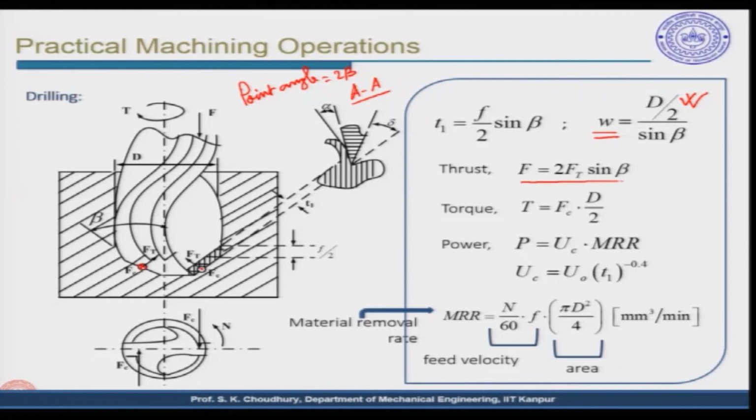These values can be found out like this: the thrust force is 2 Ft sine of beta again, and the torque is Fc into d by 2. It is assumed that this is d by 2. Now, power is taken in a similar fashion as in case of turning and shaping, which is uc into MRR, or it is u0 t1 to the power minus 0.4, which is an empirical formula. Rest of the things we will discuss in the next lecture. Thank you for your attention.